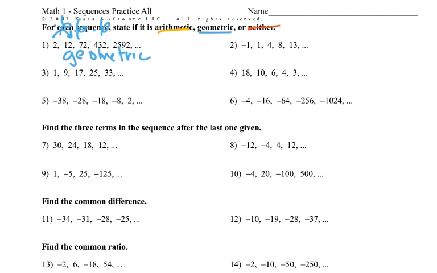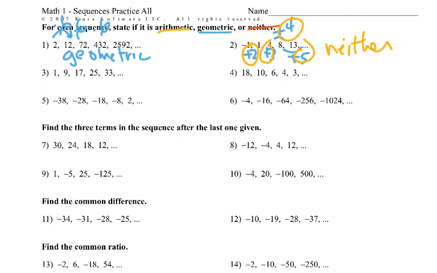Okay, number 2. Negative 1 to 1, then to 4, then to 8. So let's try addition first. Negative 1 to 1, positive 1, we'd add 2. 1 to 4, we'd add 3. 4 to 8, we would add 4. 8 to 13, we would add 5. So you may think, well, there's a pattern there in the addition, but it's not an arithmetic pattern because these numbers are changing. So we know it's neither.